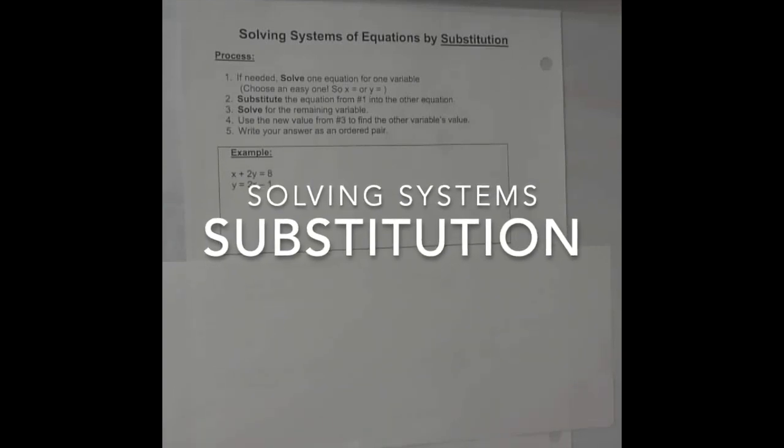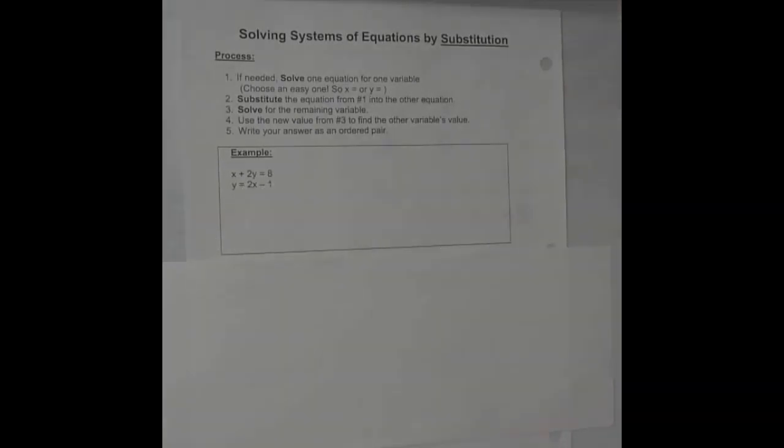So we're going to go over the method for solving a system of equations using the substitution method. And so the process is, if needed, you're going to solve one of the equations for one of the variables, and you want to choose an easy one. So if you can see in the equations a simple x equals or y equals, that's the equation you want to solve for.